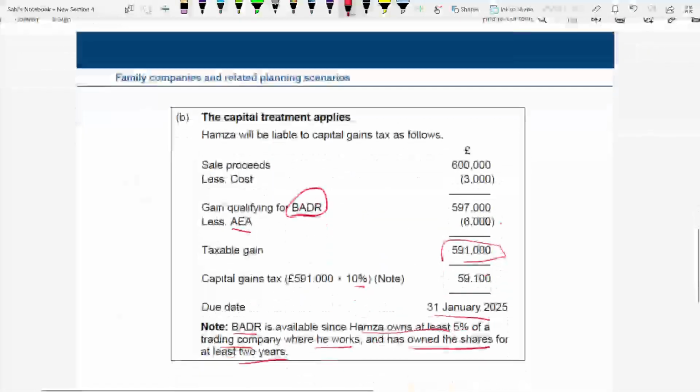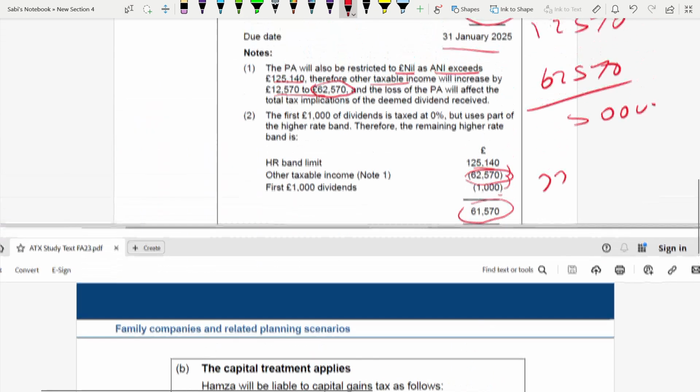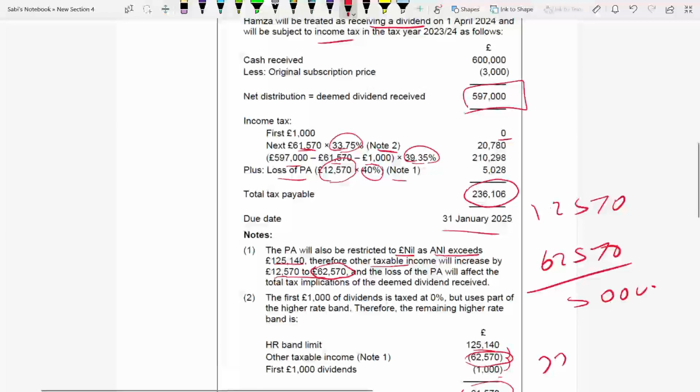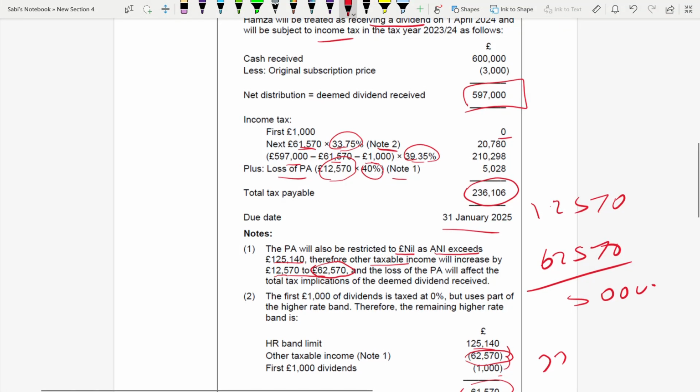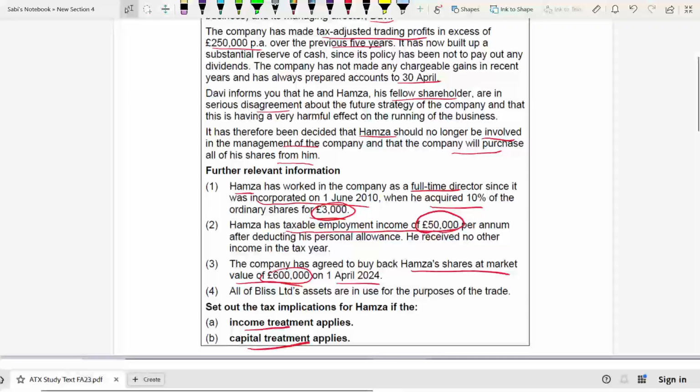So if you go by the capital treatment, what is the capital gains tax? 59,100. Whereas if it was income tax, it was 236,106. So if you treat it as a capital treatment, it's more beneficial because tax is less compared to income tax. Here you see they have got 10%, acquired 10%. Full-time director means they have worked full-time, and it was incorporated. He has worked from 1st of June till the date he sold, so more than 2 years. So it is a business asset, and you will get business asset disposal relief.